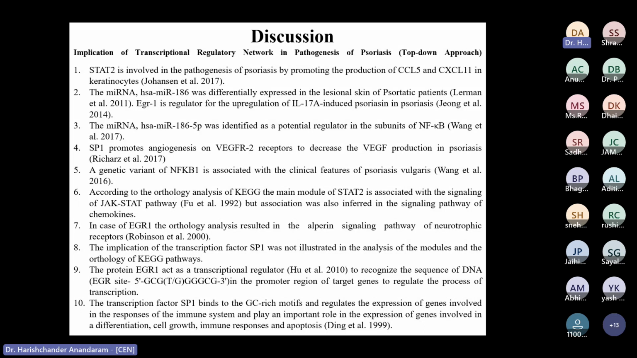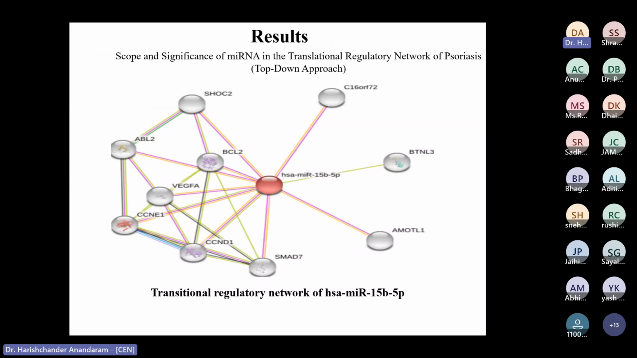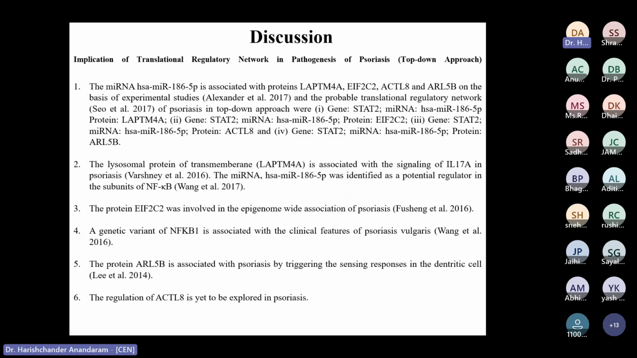You can see STAT2 and others are already reported, and this particular mRNA which we have worked on has not been reported. In the initial assays also they got good screening, and now it's in phase 2 and phase 3 classes of psoriasis. But in the case of cancer, it's already being worked on. And you can see the implication of the regulatory network from the top-down and bottom-up approach. The ACTL8 marker is yet to be explored in psoriasis, and now people are exploring it in China and Japan and related countries for further work.